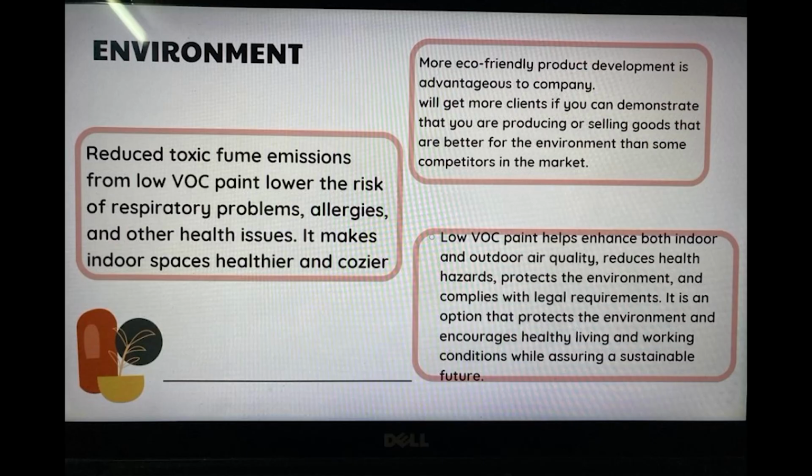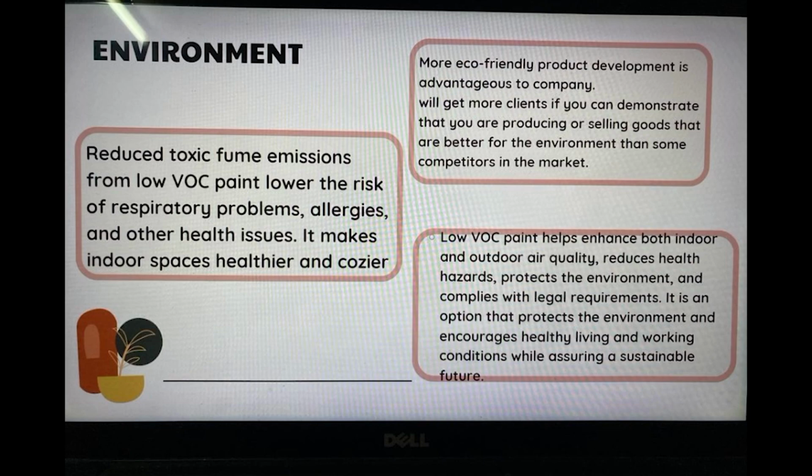Does low VOC paint have a better environmental impact compared to normal VOC paint? For me, I think yes, because it can reduce toxic fume emission. Other than that, it can also lower the risk of respiratory problems, allergies, and other health issues. It makes indoor spaces healthier and also cozier.